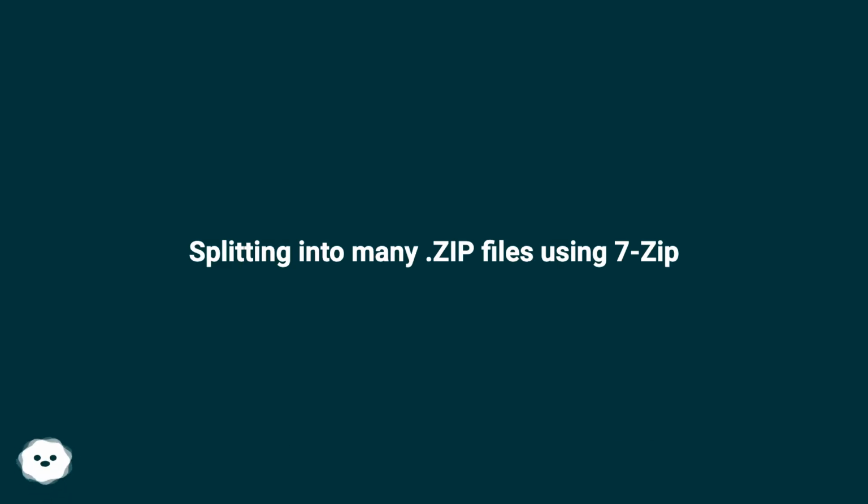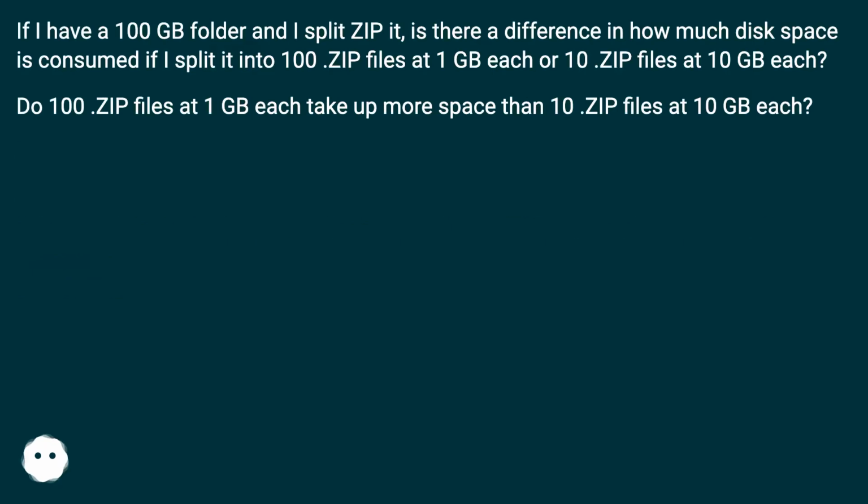Splitting into many .zip files using 7-zip. If I have a 100 GB folder and I split zip it, is there a difference in how much disk space is consumed if I split it into 100 .zip files at 1 GB each or 10 .zip files at 10 GB each? Do 100 .zip files at 1 GB each take up more space than 10 .zip files at 10 GB each?